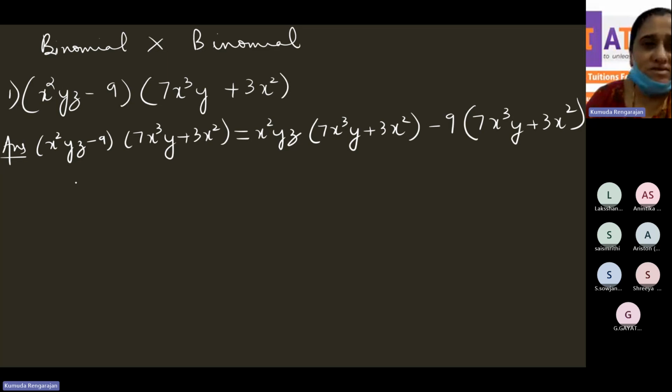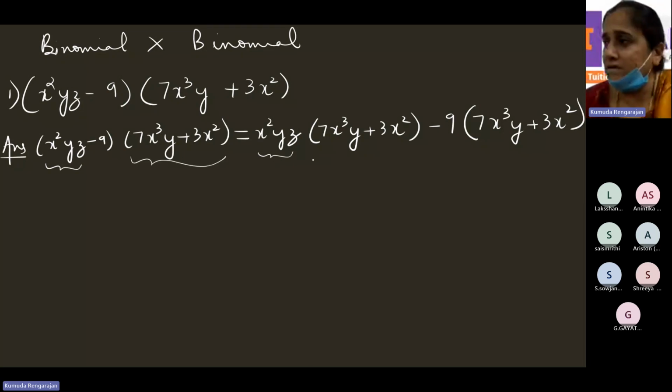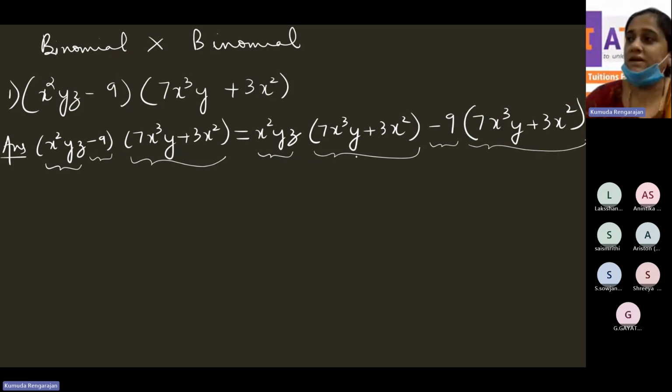That is, multiply the first term of the first bracket with the second bracket, and multiply the second term with the second bracket. So what do you see here? This is the x squared yz, the first term in the first bracket, and we multiply that with all the terms in the second bracket. Then the second term in the first bracket is multiplied with all the terms in the second bracket.